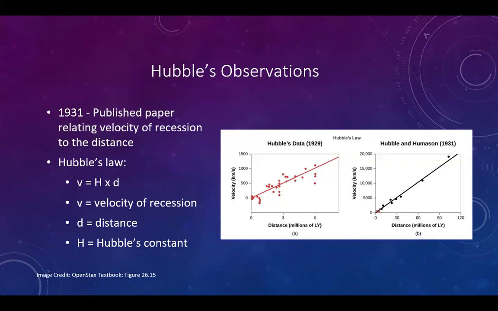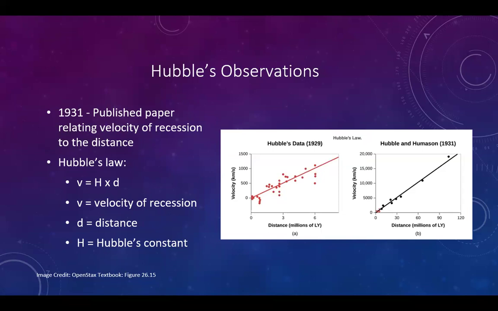So Hubble was the first person to really put together all this, these redshifts and the distances. In 1931, he published a paper relating the recession velocity of galaxies to the distance. This is his data from 1929. These are much closer galaxies. You can see here we have that small number of galaxies that are actually approaching us. And then when he extended it to further galaxies, this is data from 1931, he got much better results. You can see the trend is much clearer.